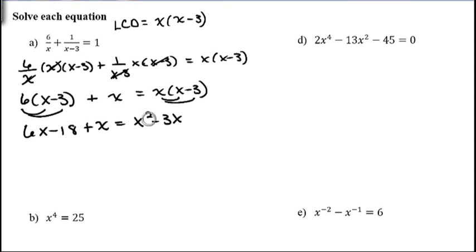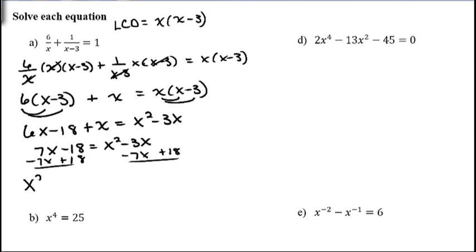Now this is a quadratic because we have a squared term. I have 6x and x, so that's 7x minus 18 on the left, and it's equal to x squared minus 3x on the right. We want all of our terms on one side of the equation, and I also want my x squared to be positive, so I'm going to have everything on the right. I'll subtract 7x and add 18 to both sides. That gives me x squared minus 10x plus 18 equals 0.